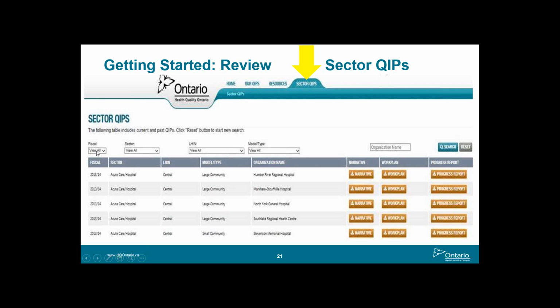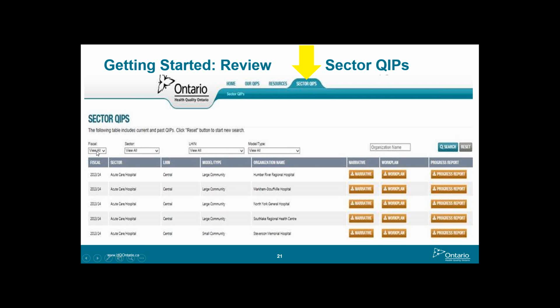You can select by sector. So if you pull down the View All tab, you can go to just CCAC. You can leave it as all. You could go to just primary care. After next year, long-term care will be here as well. And then the LIN, you can sort it by LIN.